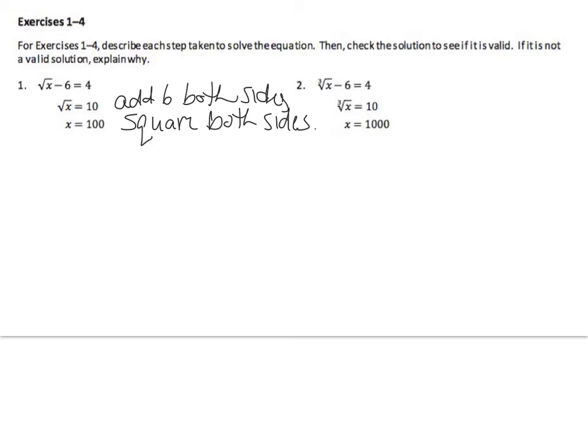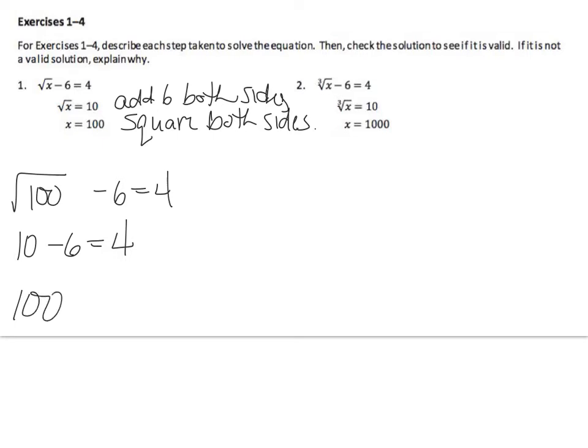And let's go ahead and check it. So square root of 100 minus 6 equals 4. I have 10 minus 6 equals 4. Therefore, 100 is a valid solution. Okay, let's try the next one.